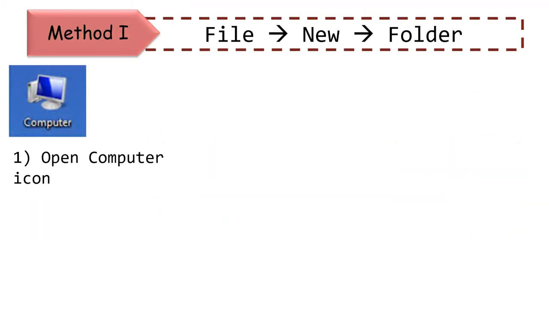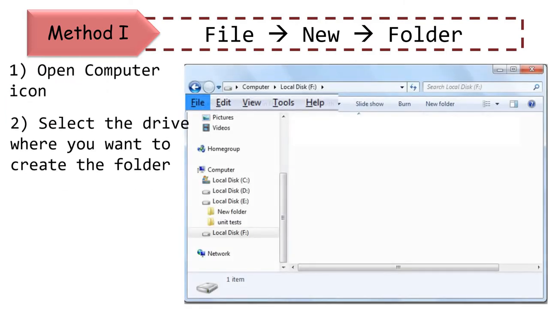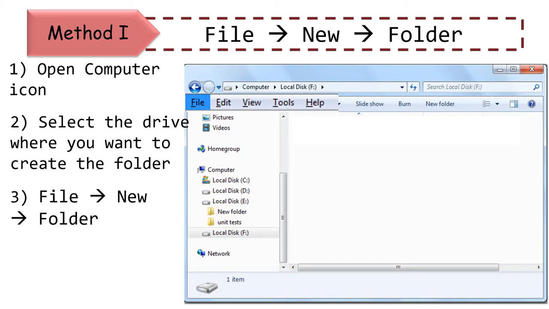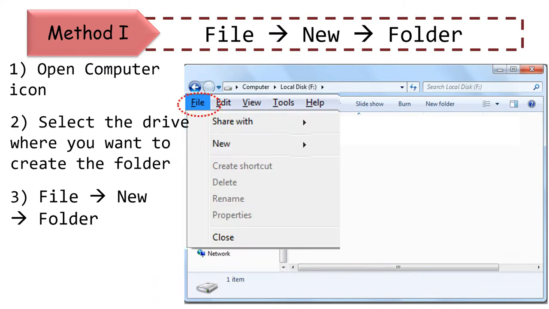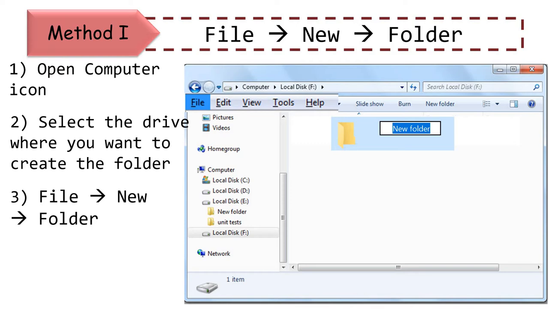To use Method 1, open the computer icon. Select the drive where you want to create the folder, and then select File, New Folder. Immediately a new folder is created.